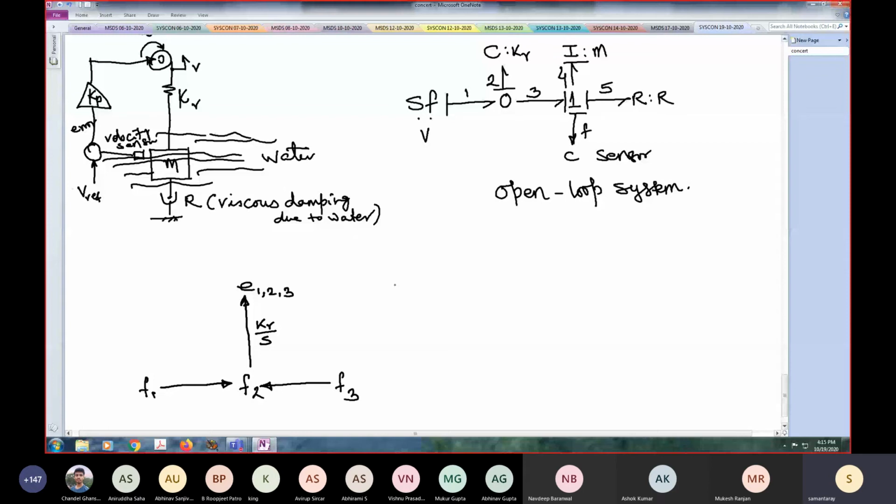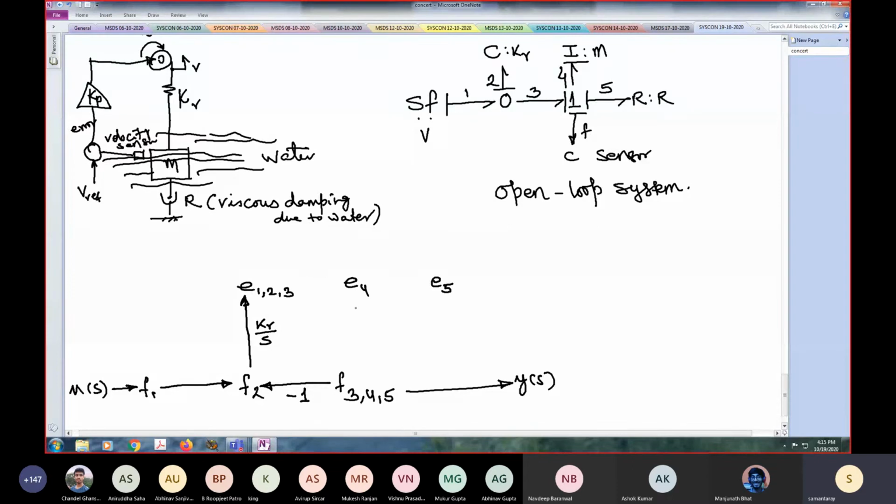Now for the 1 junction, efforts are different. E3 is already there. E4 and E5 we will put. Flows are the same: F3, F4, F5. This will be, of course, the output measurement, Ys. F1 is input, Us. Then E4 is minus 1 over F3, F3 to F2. Yes, here minus 1. Yes, we would have got it if the loop gain comes positive.